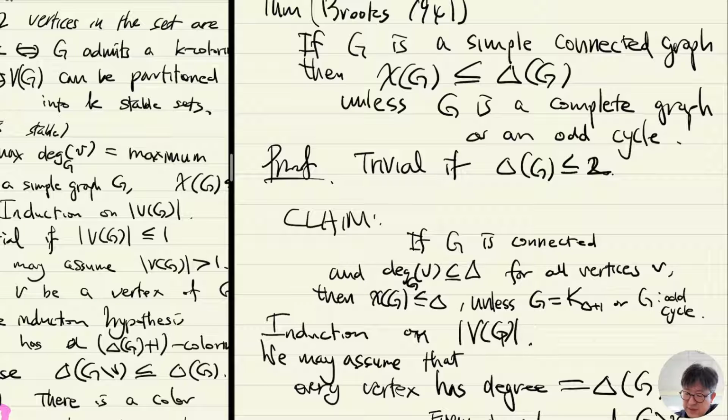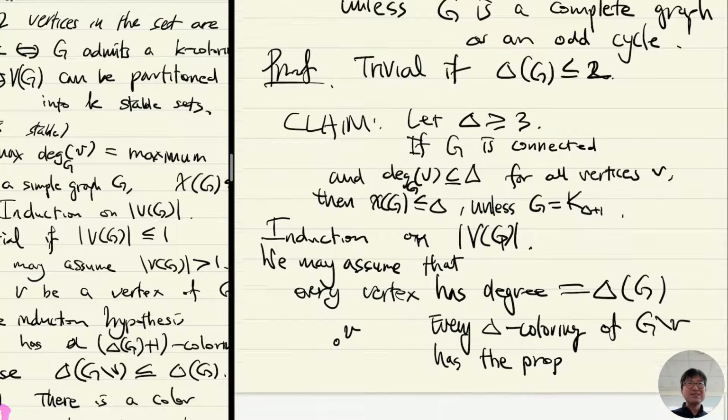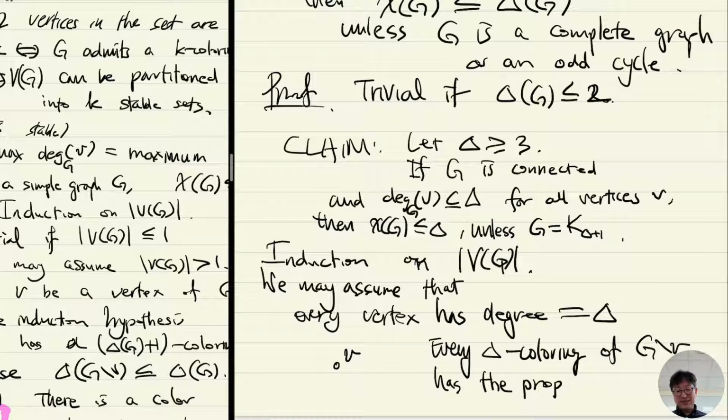So let's prove the following. Let delta be at least 3. Then we don't have to worry about an odd cycle, right? So here's the claim, which we will prove by induction. Let delta be a constant at least 3. If the graph is connected and every vertex has degree at most delta, then the chromatic number is at most delta, unless the graph is isomorphic to the complete graph on delta plus 1 vertices. We apply induction on the number of vertices, and then every vertex has degree exactly delta.